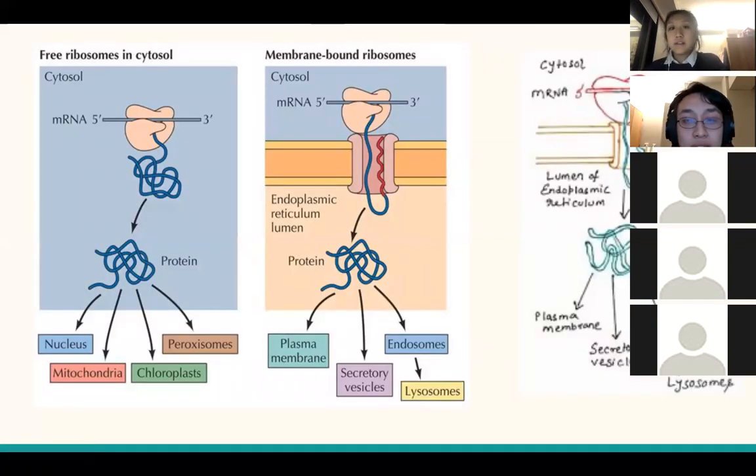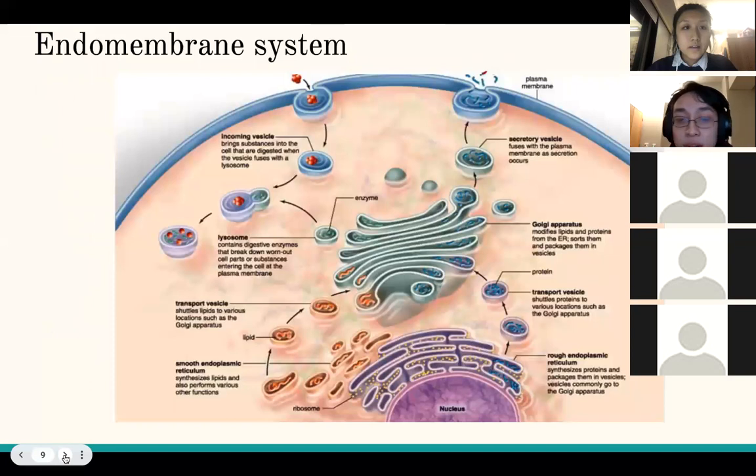Here's just more visualization. I think there's another one after this. You can look at these pictures in your own time if you have any questions. Yeah, next.